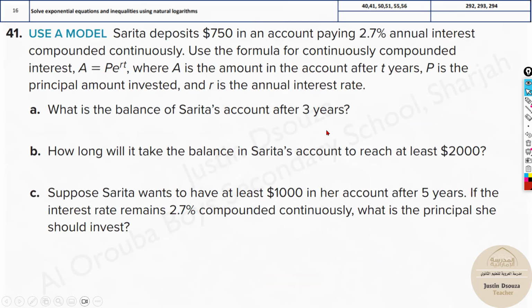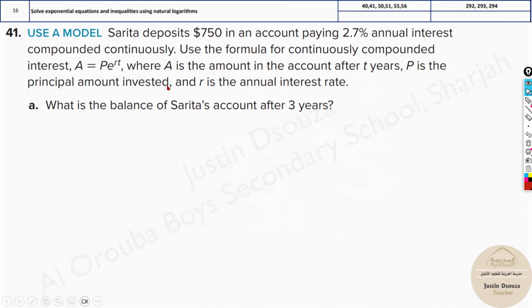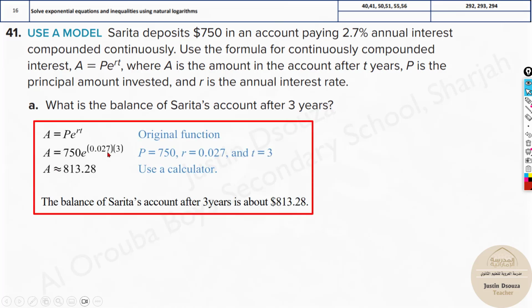Now here it's the same thing. I'll just walk through the answers. Now here the depositing amount is $750 and the rate of interest is 2.7. Formula is given. We need to find after 3 years. So just substitute over here 750. 2.7 in percent, so it will be divided by 100. So it's 0.027. If you write it in percent, it's 2.7. Multiplied by the time 3. Put it in the calculator.